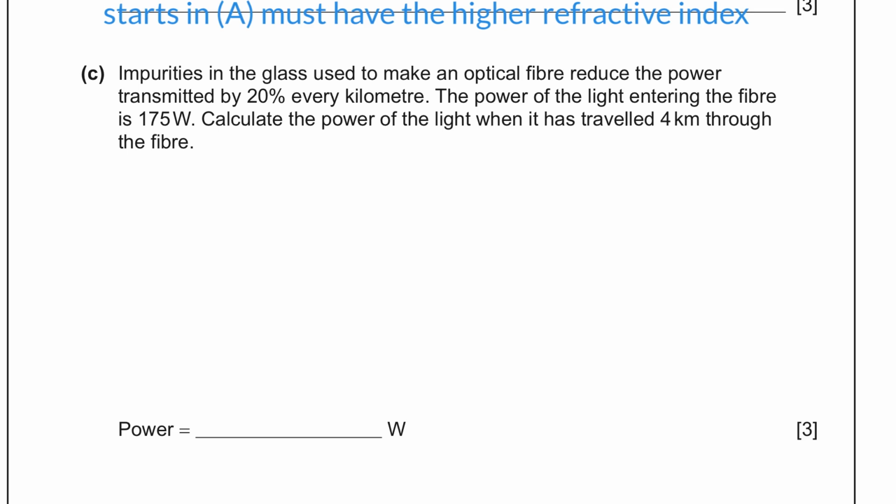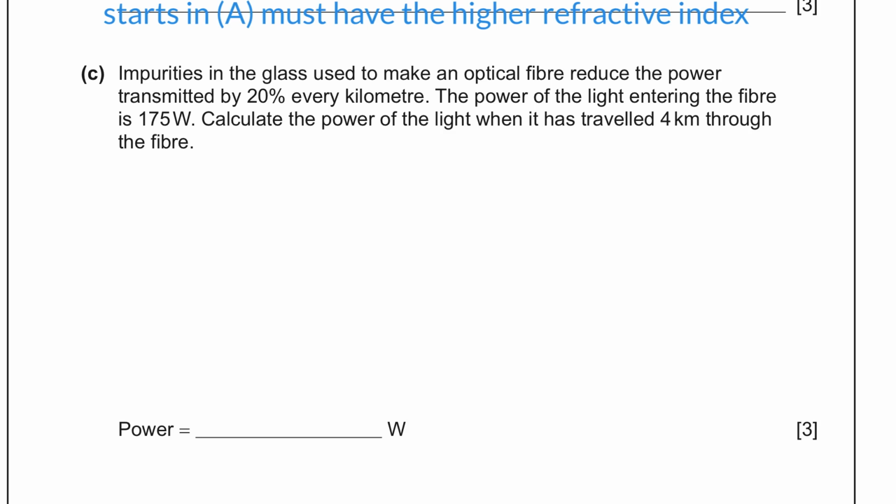Part C. Impurities in the glass used to make an optical fibre reduce the power transmitted by 20% for every kilometre. The power of light entering the fibre is 175 watts. Calculate the power of light when it has travelled through 4 kilometres in the fibre.